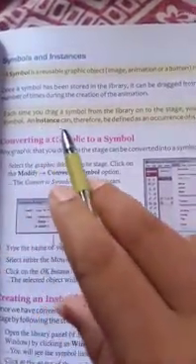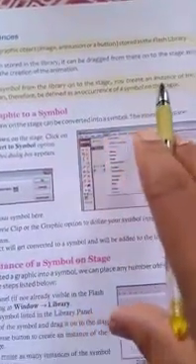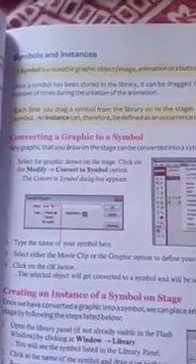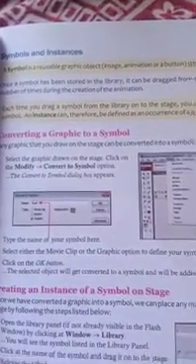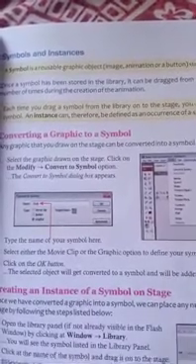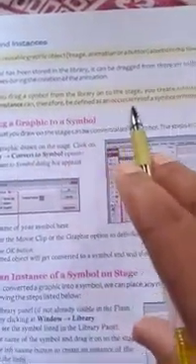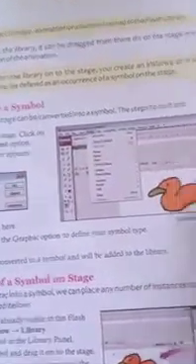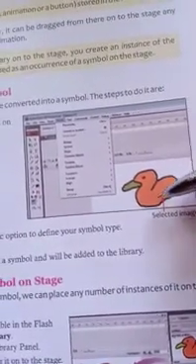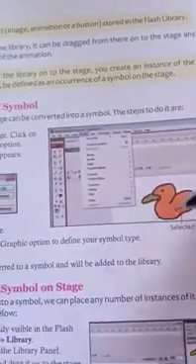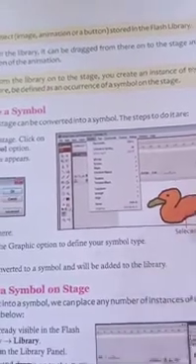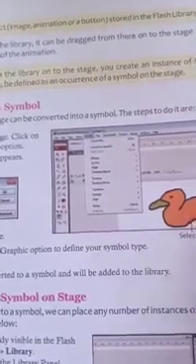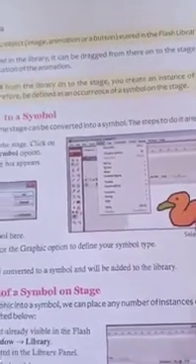Each time you drag a symbol from the library onto the stage, you create an instance of the symbol. So an instance can be defined as an occurrence of a symbol on the stage. When we have put any symbol on the stage, then we have created an instance, and this is the instance. Every time we put a symbol on the stage, we create an instance.